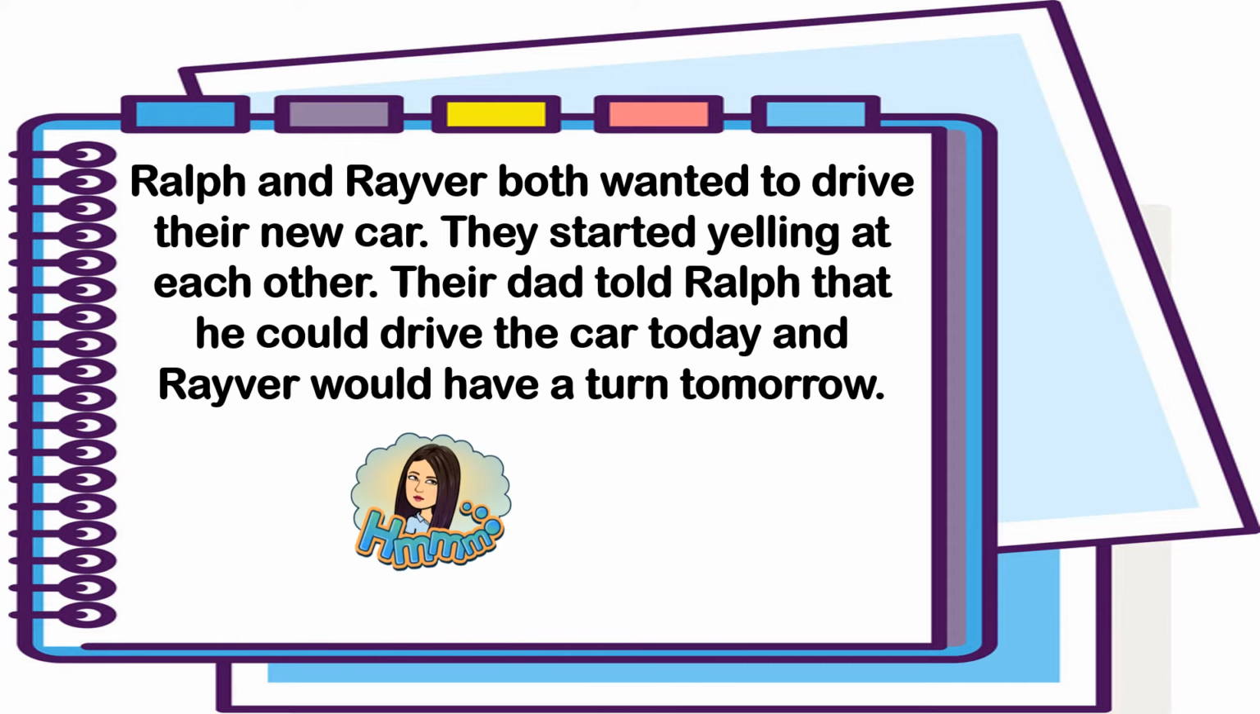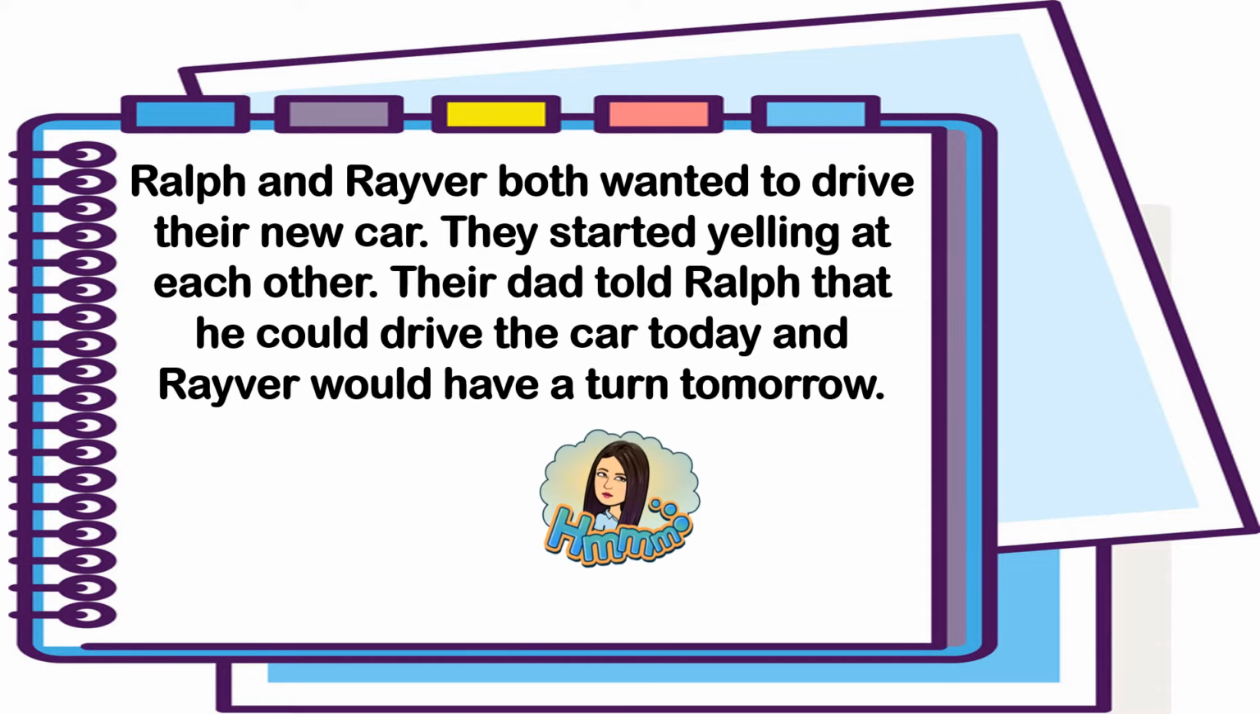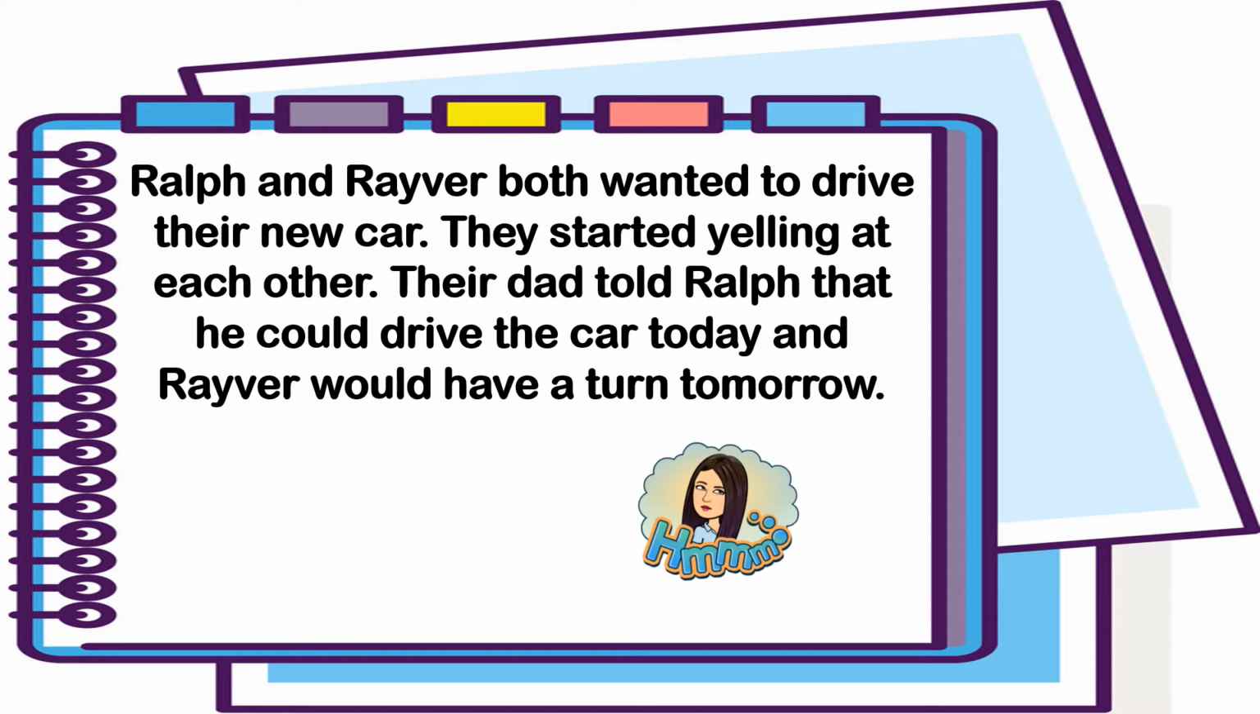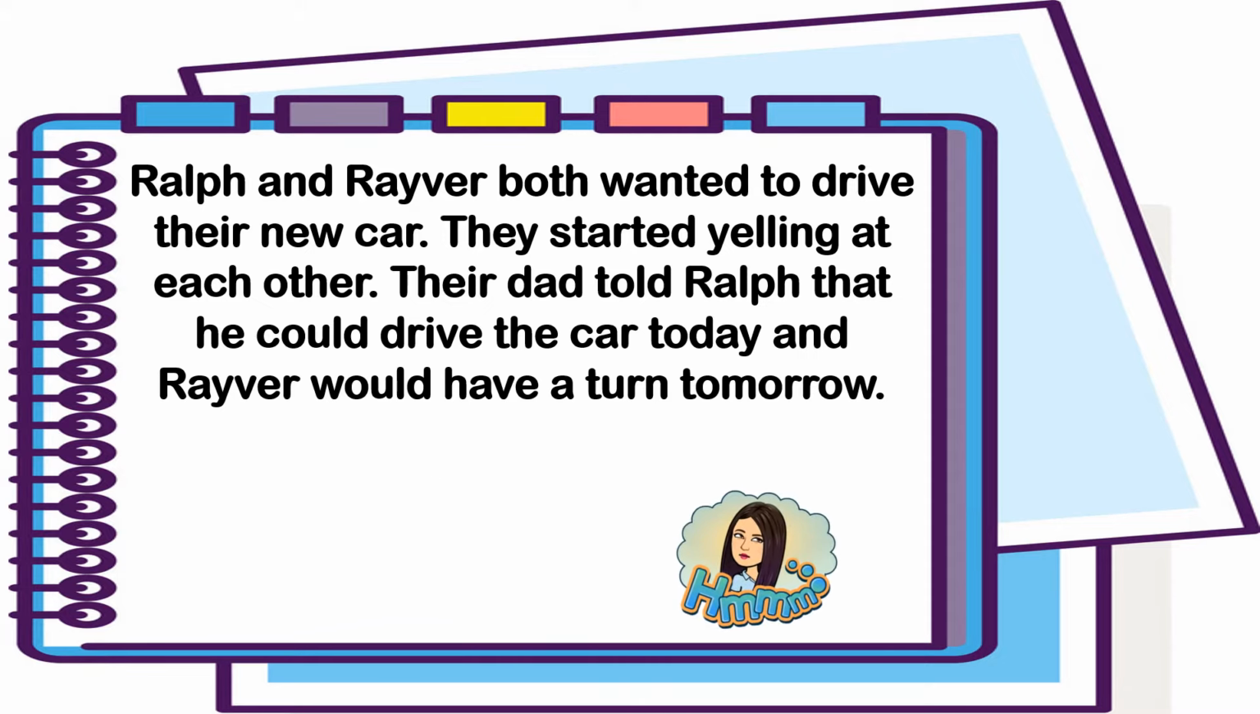Ralph and River both wanted to drive their new car. They started yelling at each other. Their dad told Ralph that he could drive the car today and River would have a turn tomorrow.